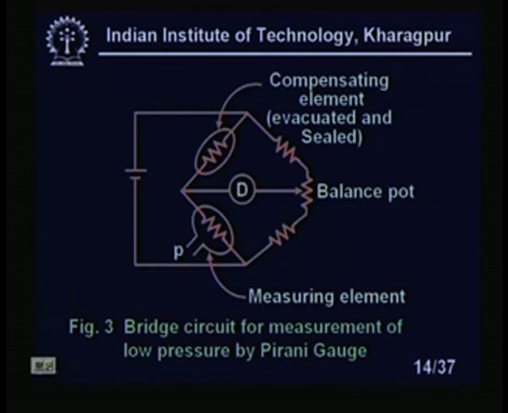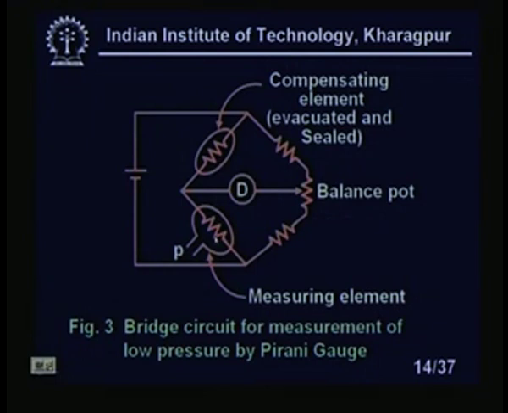Now, since it is a resistance device, it will be affected by ambient temperature variations. If the ambient temperature changes, what will happen? This resistance will change. To avoid that, you will use 2 Pirani gauges and put them on 2 arms of the Wheatstone bridge, right. And one particular gauge is the compensating gauge, as we have seen in the case of strain measurements; this is called a dummy gauge.